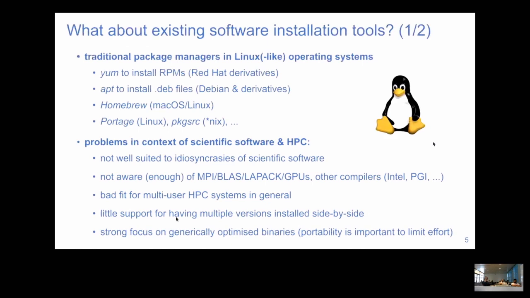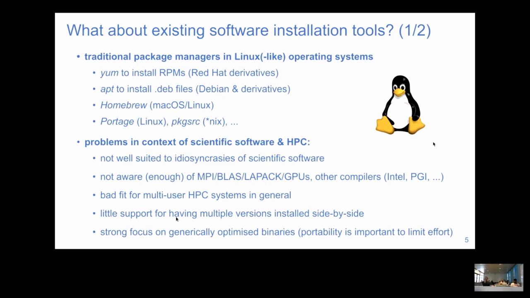So of course, there are lots of tools already out there that help you with getting software installed in general. The well-established ones, of course, are the package managers in any Linux distribution, like Yum for installing RPMs, or APT for installing software on Debian and Ubuntu and so on. And also on workstations, we have Homebrew for macOS and also Linux now, or other things like Portage and pkgsrc and so on. The big issue with most of these is that they are not really prepared for scientific software in general, or for HPC systems specifically.